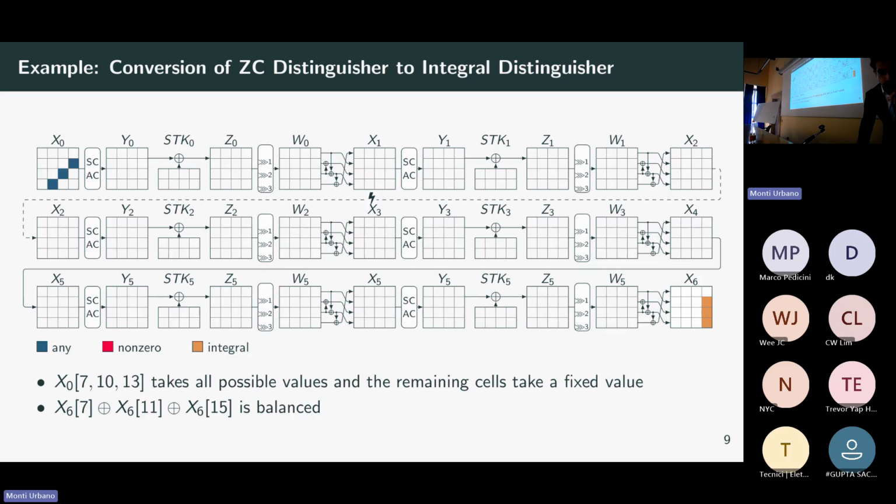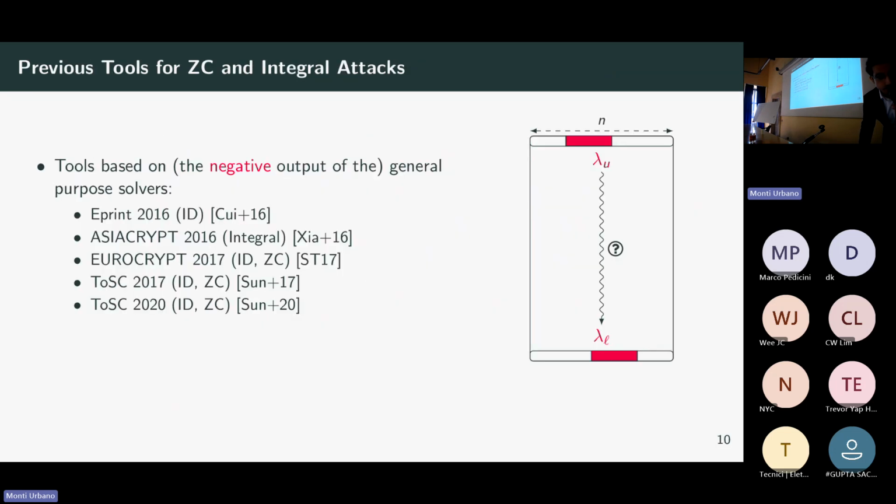But what do we do with this link? Let's see how we discover the zero correlation distinguisher and integral distinguishers.